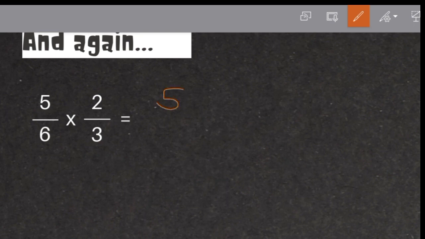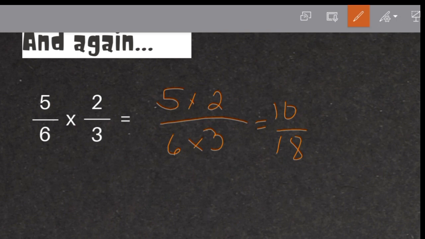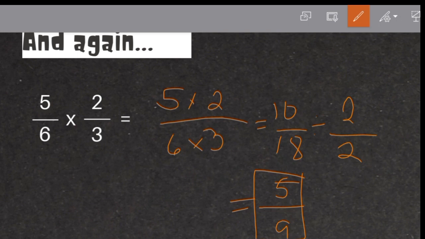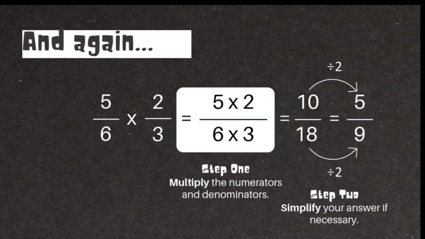So again, get the numerators and multiply them. 5 times 2 is equal to 10. 6 times 3 is equal to 18. Is that our final answer? No, since it can be simplified. Their GCF is 2, right? So 10 divided by 2 is 5, and 18 divided by 2 is 9. So this is our final answer, 5 over 9.